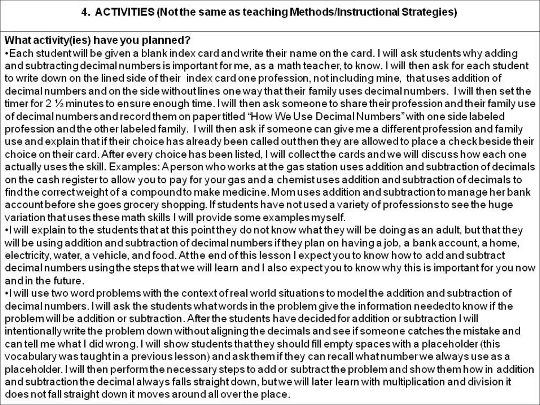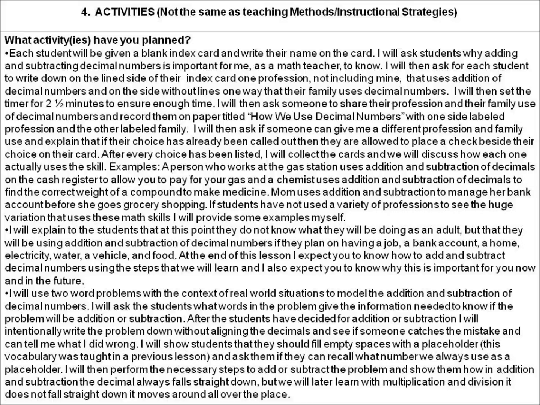Next, I will explain to the students that they do not know what they will be doing as an adult, but they will be using addition and subtraction of decimal numbers if they plan on having a job, a bank account, a home, electricity, water, a vehicle, and food. At the end of this lesson, I expect them to know how to add and subtract decimal numbers using the steps that we will learn, and I also expect them to know why this is important for them now and in the future. Then I will use two word problems with the context of real-world situations to model the addition and subtraction of decimal numbers.